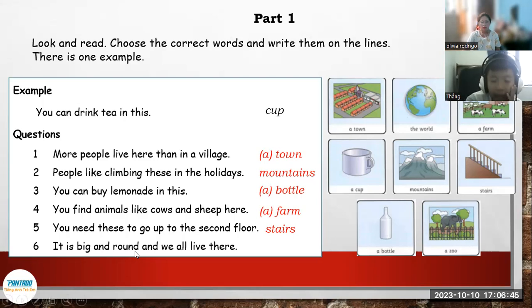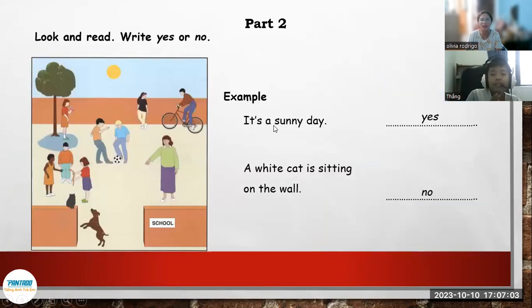It is big and round, and we all live there. What is this, Thang? It's the world. The world. Okay, very good, Thang. Perfect. Correct all.